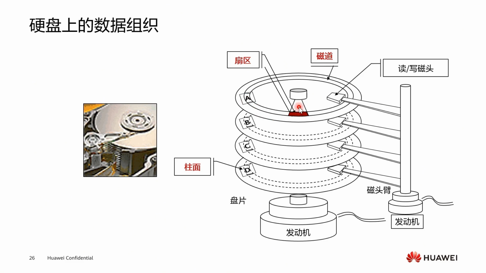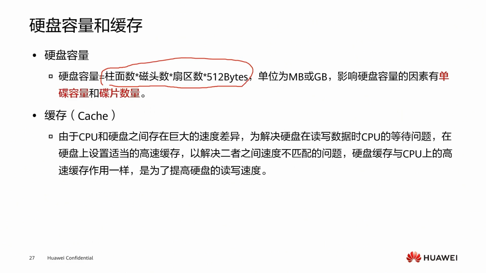Different hard disks can have different numbers of sectors per track. Usually, a sector can save 512 bytes of user data, but some hard disks can be formatted to larger sector sizes, such as 4 KB sectors. Hard disk capacity equals the number of cylinders times the number of heads times the number of sectors, then multiplied by 512 B. Disks can be divided into single-stack or multi-stack.